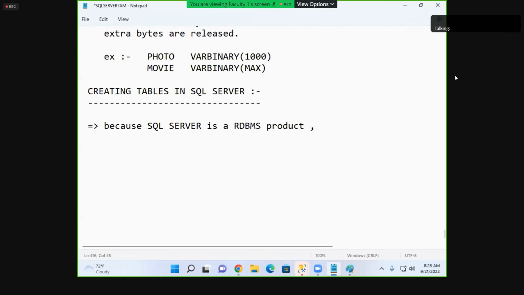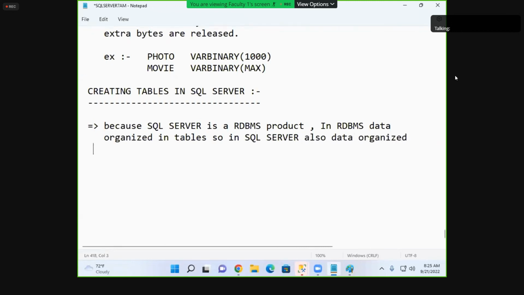SQL Server is an RDBMS product. In RDBMS, data is organized in tables. So in SQL Server also, data is organized in tables. That is, rows and columns.